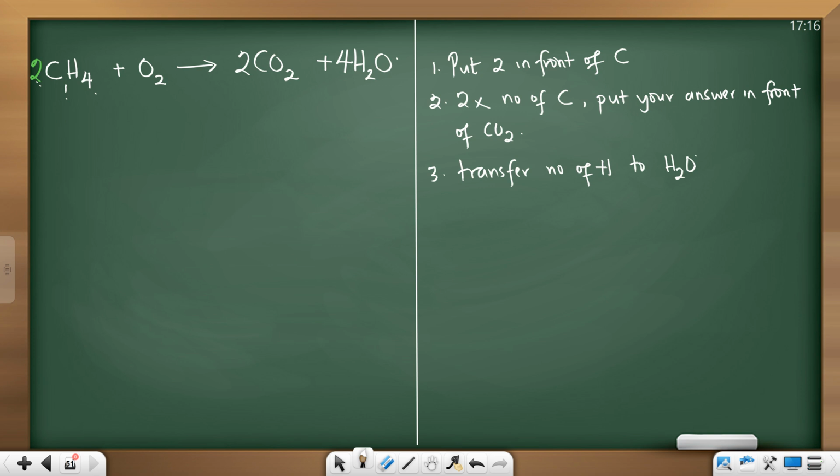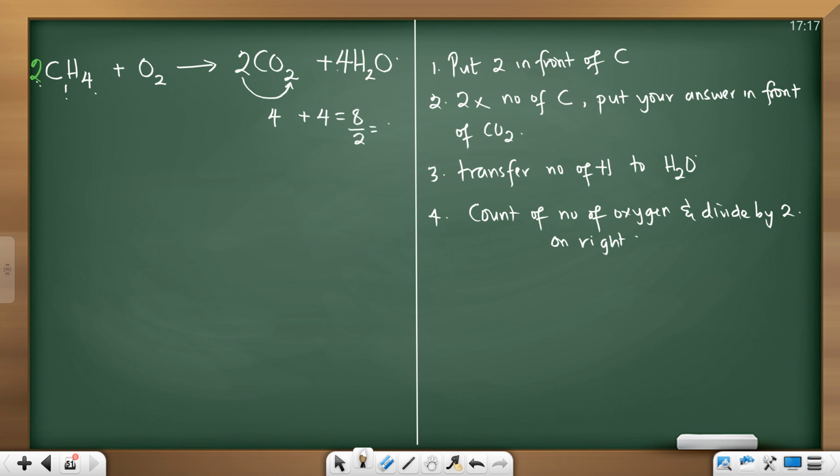Okay. Now the last one, or second to the last one. Count number of oxygen and divide by 2. It's going to make a lot of sense, don't worry. Count the number of oxygen on the right and then divide by 2. Please check how I'm going to count. What is 2 times 2? 4. Plus this 4 here. That gives me what? 8. Divide that 8 by 2. What will that give me? 4. That 4 comes here.